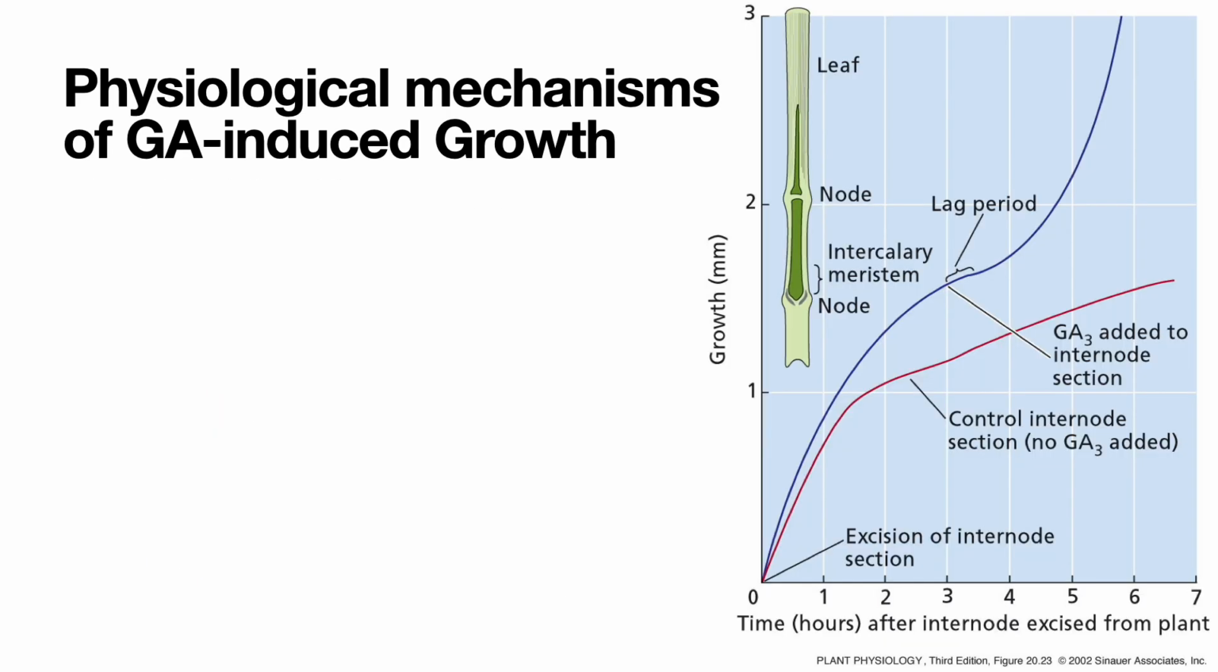So what are the physiological mechanisms involved in GA-induced growth? Here we can see the kinetics of GA-induced growth, which will give us some clues. If we excise leaf internodes to remove them from their source of GA, we can see the application of GA3 strongly increases the growth of the internode after about 4 hours. So this is a longer growth response compared to the auxin-induced growth response.